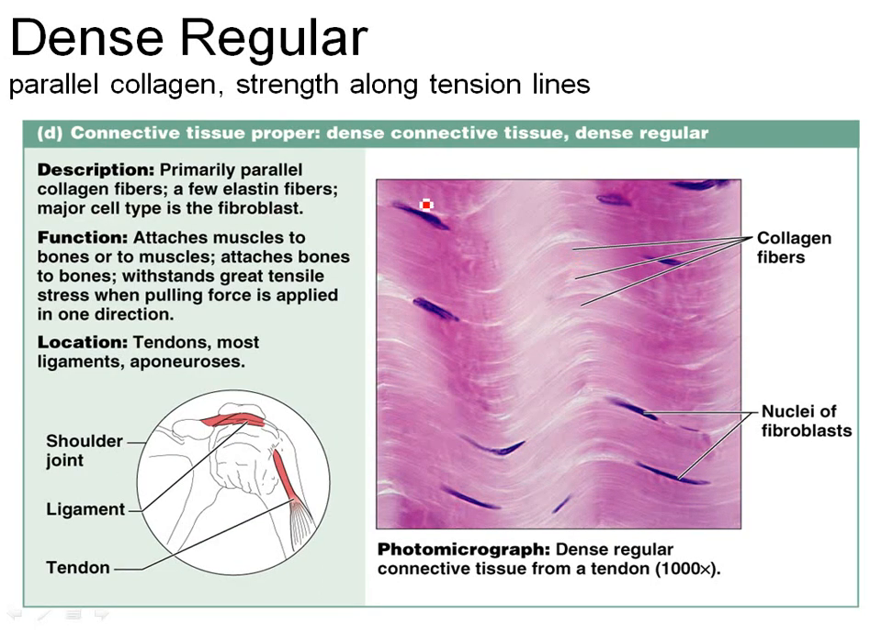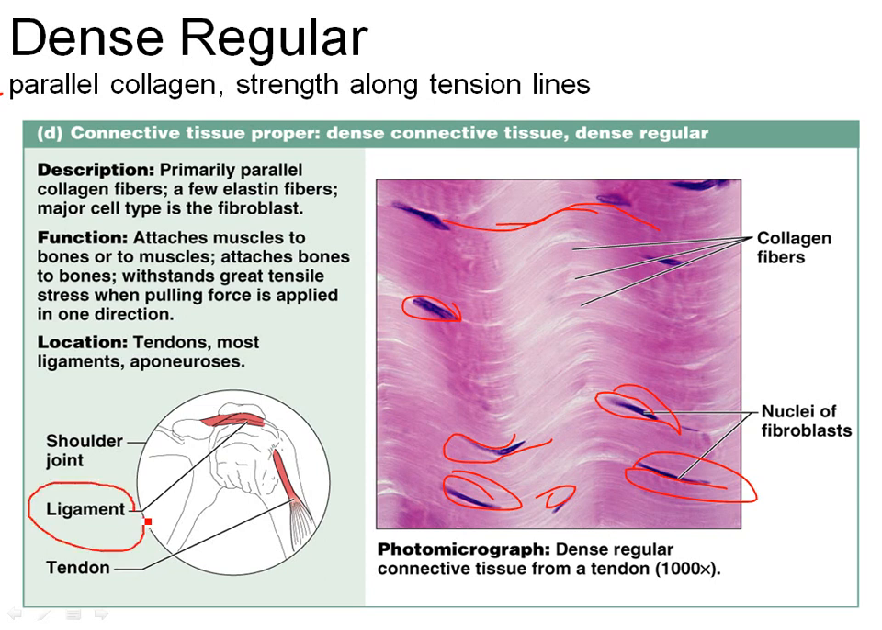Now we go into the world of dense. See all that pink in the background that looks like lines here? Those are collagen fibers. You can see now why it's called dense. The collagen fibers are tightly packed together and there's very little space between them. Dense regular has the collagen fibers all parallel. And these dark spots between the collagen fibers, those are nuclei of chondroblasts, or excuse me, nuclei of fibroblasts. My mouth jumped ahead. You find this as ligaments and tendons.